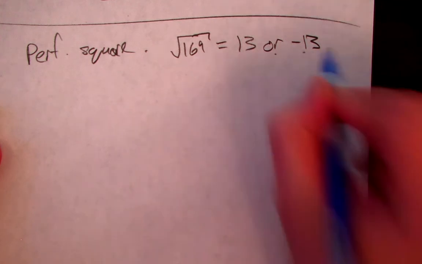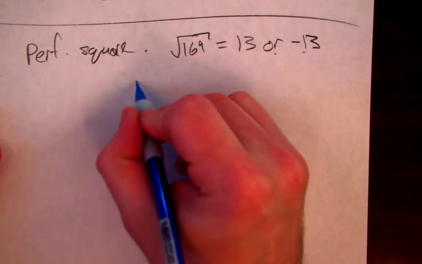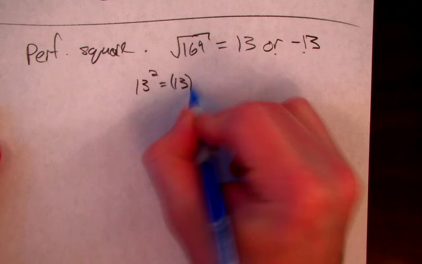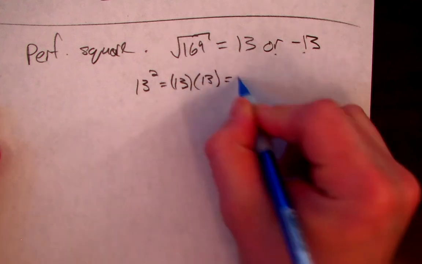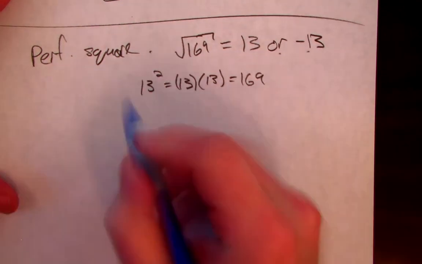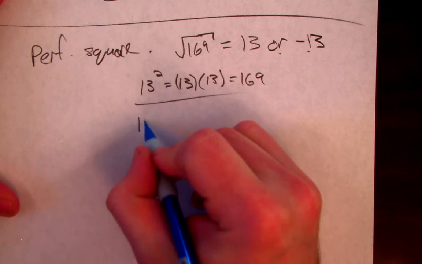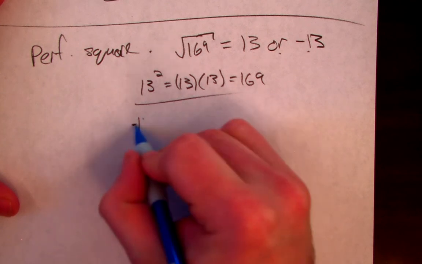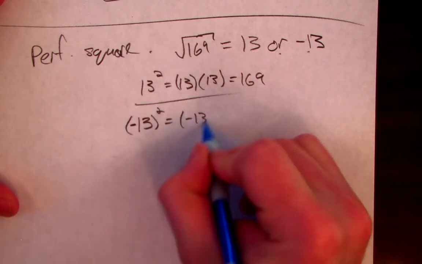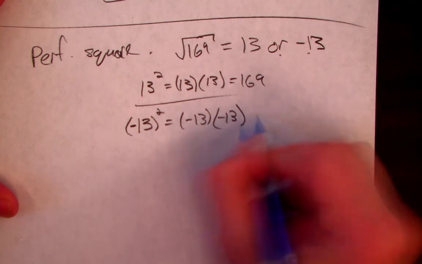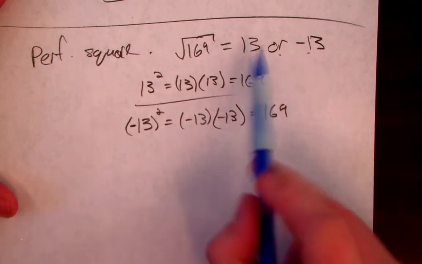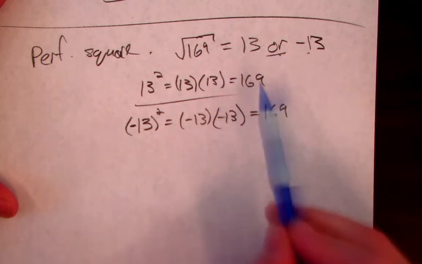Let me prove this. We know that 13 squared can be displayed as 13 times 13, which is 169. And I know a lot of you are going, okay, Mr. Shank, we know. However, think about this. Negative 13 squared is displayed like this. We have negative 13 times itself, which is also 169. So you want to make sure that you could have this or this in here.